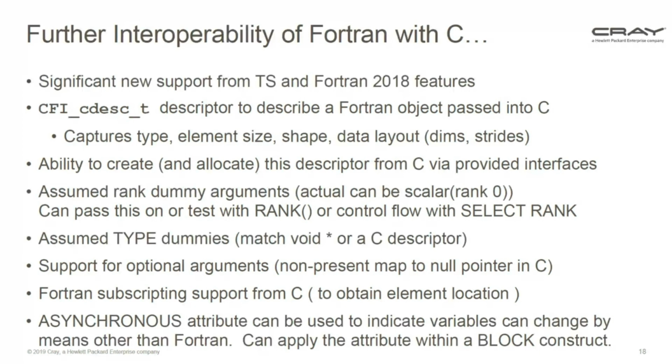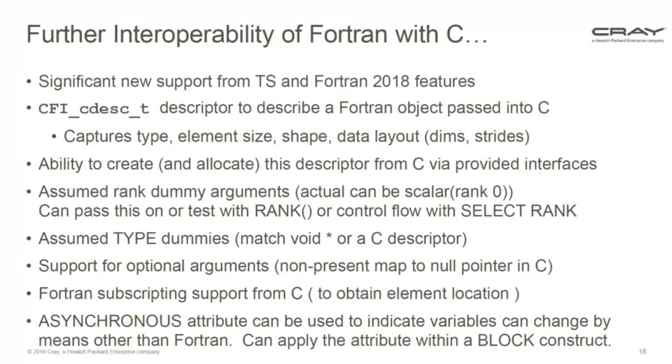What shape was it? Was it a two-dimensional thing? Was it a one-dimensional thing? Was it a scalar? And what layout was it? Now, the layout thing is extremely important because objects passed from Fortran don't have to be contiguous. So if you imagine an array section, it's not necessarily contiguous. And there was no way to deal with that in C, but now there is a way to do that. And I've got an example that will describe some of this.